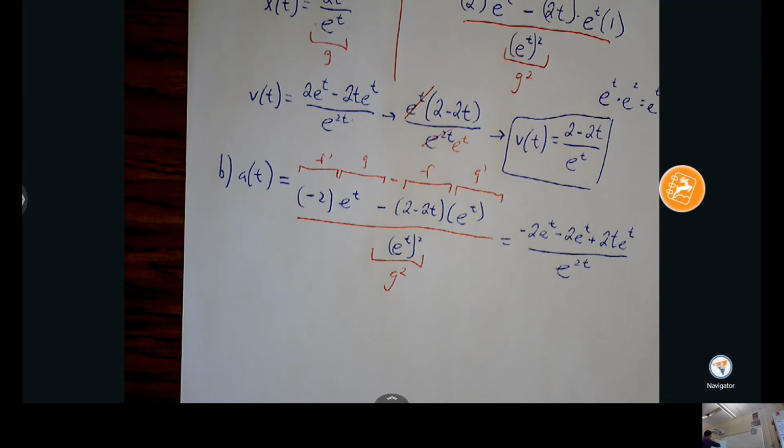This is what I had here: negative 2 e to the t. Negative 2 times e to the t is negative 2 e to the t. And then negative times negative 2t times e to the t is going to be a plus 2t e to the t. Is that what you had? Yeah, it's not t to the t, it's e to the t. Right, 2t. Okay.